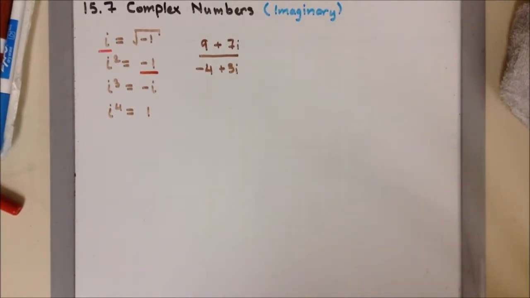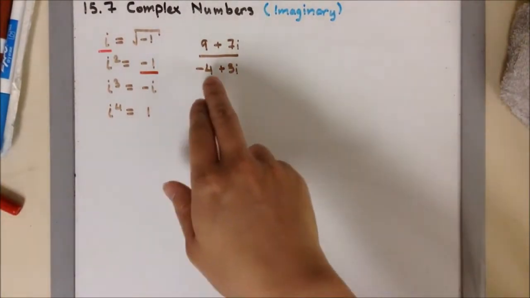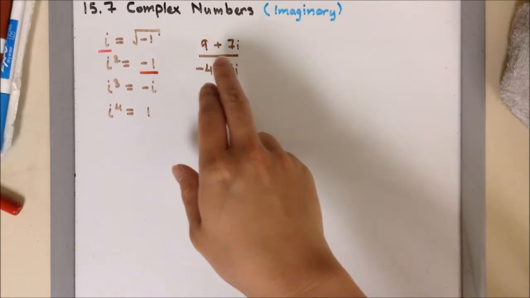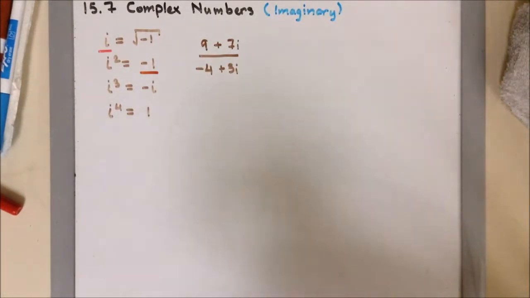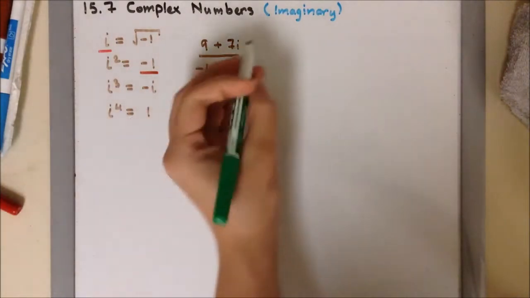In this second example, we have in the top, in the numerator, 9 plus 7i, while we have in the denominator, negative 4 plus 3i. So, again, we're not supposed to have any i's in the denominator. It's okay in the numerator. So what I'm going to do is multiply the whole fraction by the conjugate of the denominator.